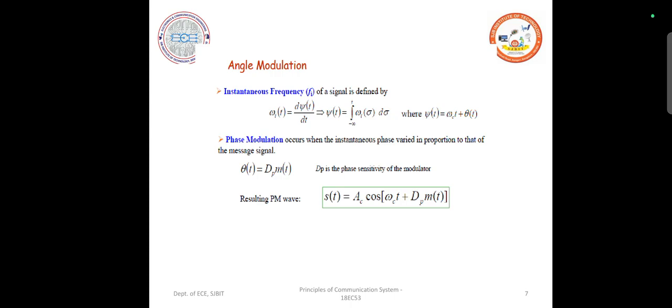What is the equation for instantaneous frequency? We can write it as ωi(t) = dψ(t)/dt, where ψ(t) can be written as the integral from −∞ to t of ωi(σ) dσ, with ωi the instantaneous angular frequency, and ψ(t) is ωc t + θ(t). Phase modulation occurs when the instantaneous phase is varied in proportion to the message signal. That's the difference. How do you write frequency modulation? Frequency modulation occurs when the instantaneous frequency is varied linearly with the message signal, as we know already.